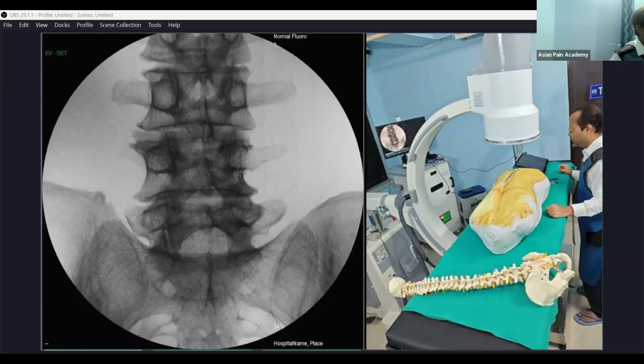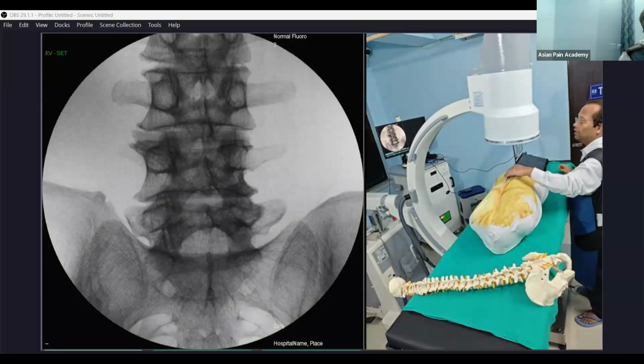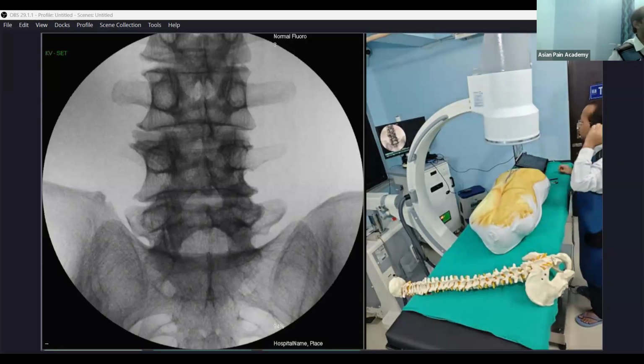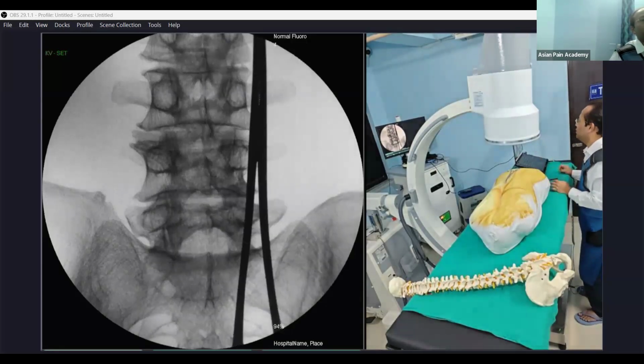Okay. So the first step, as I told you, is to check whether the right side is the right side or not. The patient's right side and on our screen also it should be the right side. So you can see that the right side is the right side. So this is step one.